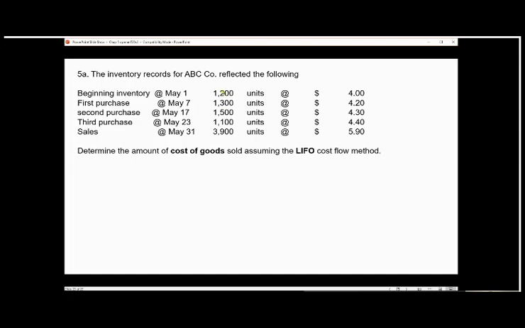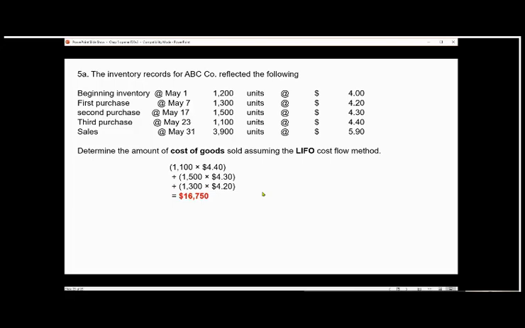So what we have left here is 1,200 units at $4. That would be our ending inventory, but we don't want that. That's good to know, but we don't really want it. What we want to know is the cost of goods sold. So under LIFO, cost of goods sold is going to be 1,100 units at 440, plus 1,500 units at 430, plus 1,300 units at 420. When you add all that together, and I didn't go through each individual total of these pieces, but trust my math here, all that together comes out to $16,750.